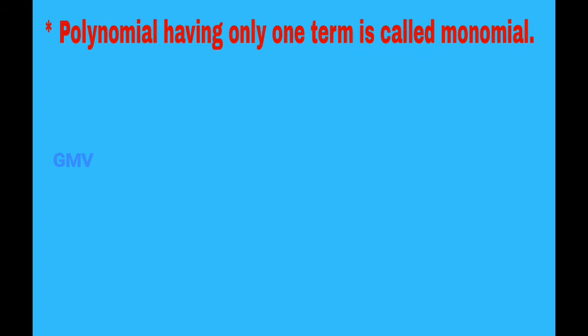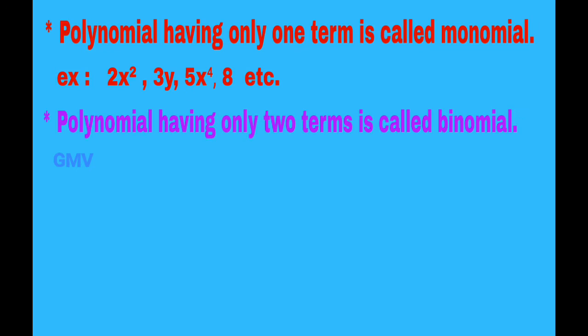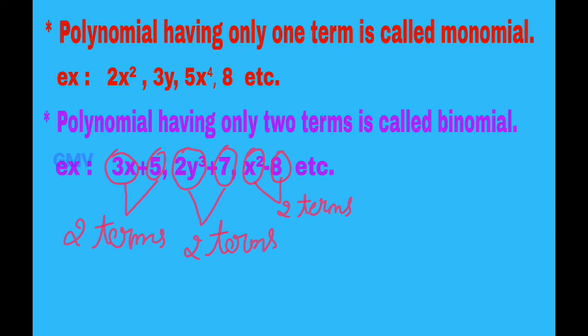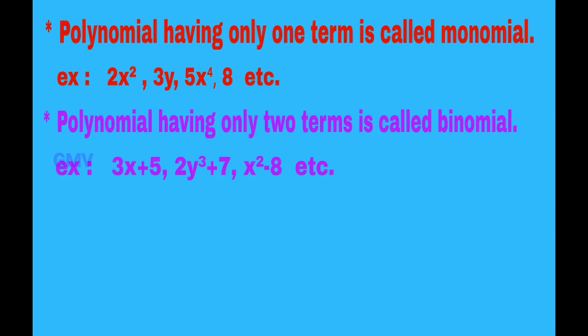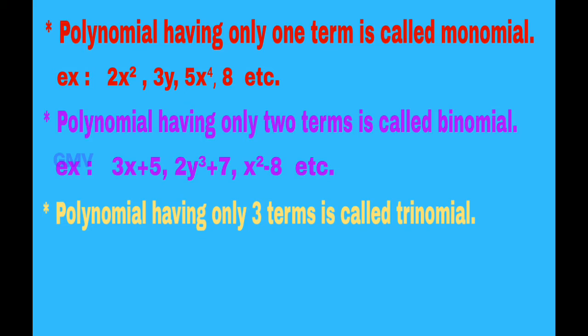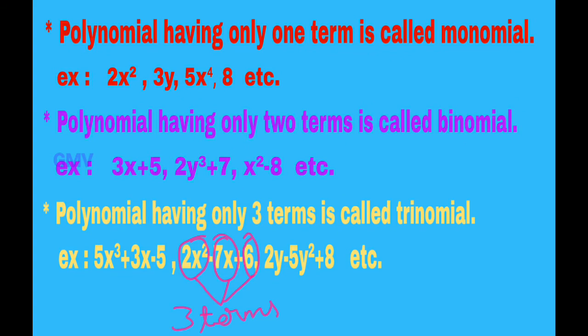A polynomial having only one term is called a monomial. See the examples. These have only one term. Polynomials having only two terms are called binomials. See the examples. These have two terms. Polynomials having only three terms are called trinomials. These are examples having three terms.